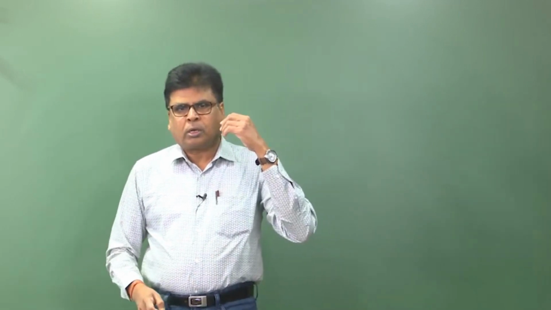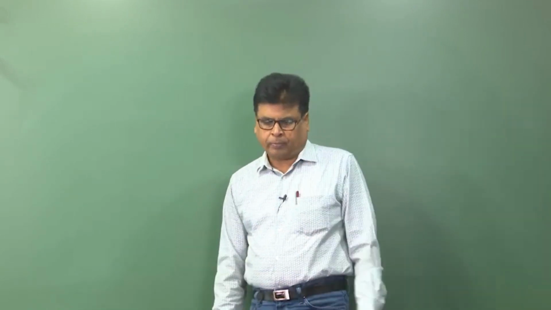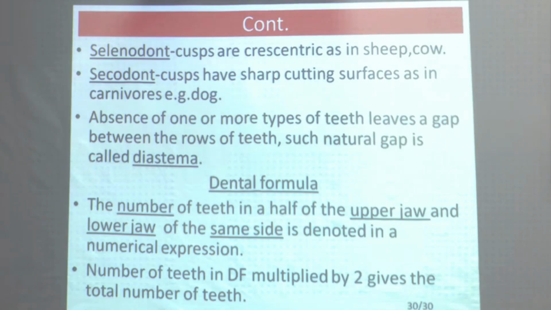We have also completed or discussed the bunodont and lophodont, and I have also shown you the picture of this one. Now come to the selenodont. In the selenodont, the cusps are crescentic, as in sheep and cow, that is seleno. The cusps are crescentic, that means half C-like structure. Then come to the secodont. Generally, in them, the cusps have sharp cutting surfaces, as in carnivores, that is dog. So this is all about the cusp pattern.